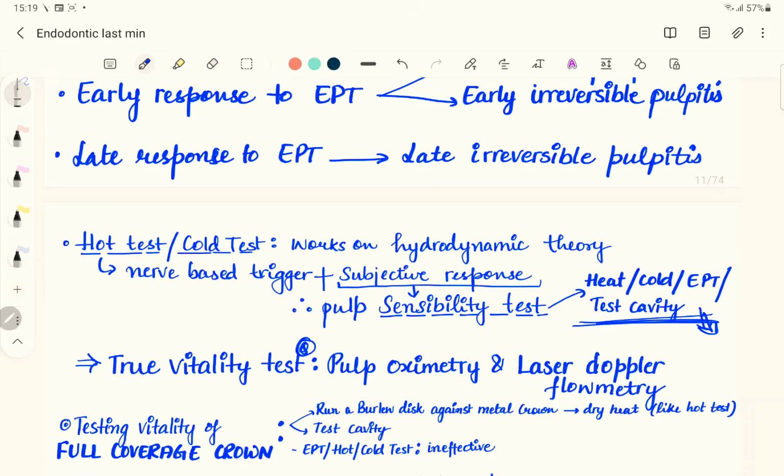So that's the reason we tell that true vitality test indicators are only pulse oximeter and the laser Doppler flowmetry. While on the other hand, heat test, cold test, electric pulp test or test cavity are the sensibility tests, since they are going to respond to the subjective response.